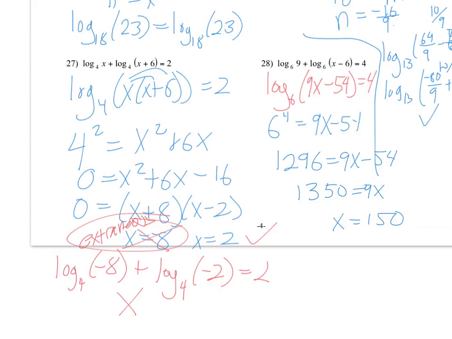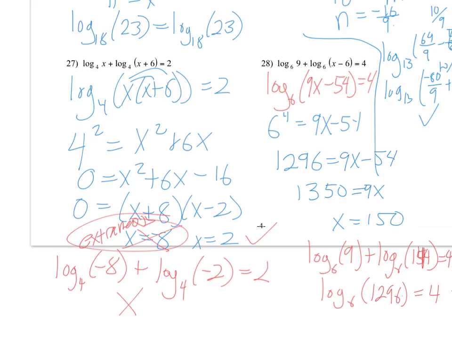Okay, and just to check, so log base 6 of 9 plus log base 6 of 150 minus 6 is 144, should be 4. So I'm going to combine those two and get log base 6 of 9 times 144. Because I cannot subtract 6 and get 154, that should be 144, and that gets me to 1296. And we already know that 6 to the 4 is 1296. We have a solution that works.